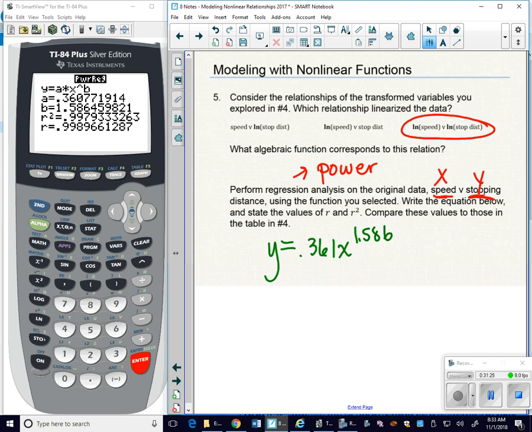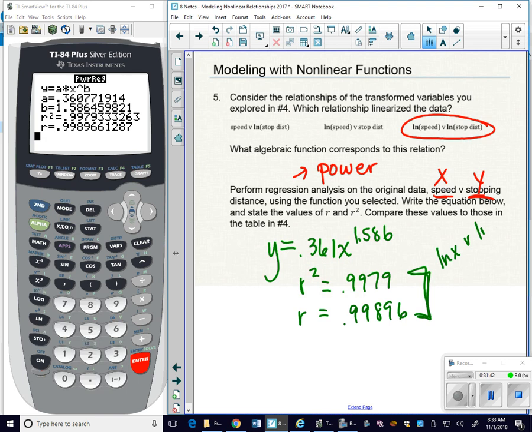Now take a look at your r squared and your r values. These are the same r and r squared values for the relationship between the natural log of x and the natural log of y. So we can transform the equation or we can transform the data. But when we're looking at the relationship between the log of x and the log of y, that's going to correspond to a power model.